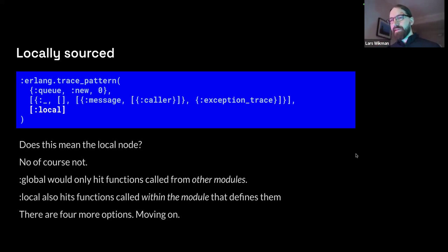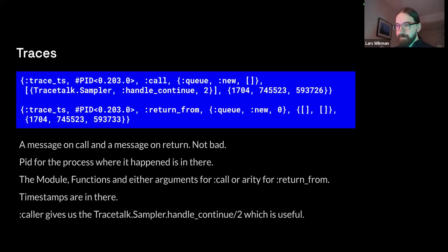And then we have this option local, which does not mean the local node. It means something entirely different. Global would mean that you only hit functions that call out to other modules. Local will also hit local function calls, which means when you're calling internally within the module. There are 4 more options to trace pattern. We're not going to cover those at all.